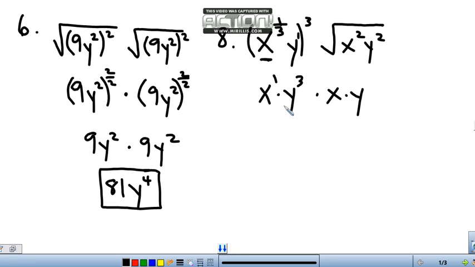Okay, so now go ahead and simplify this. Let's go ahead and multiply our x's together. X to the 1st is just the same thing as x, so x times x is x squared. And then y to the 3rd times y. Okay, there's that 1 there that's hidden, you add your exponents. 3 plus 1 is 4, so that's y to the 4th power. Okay, so x squared y to the 4th is our final answer for number 8.